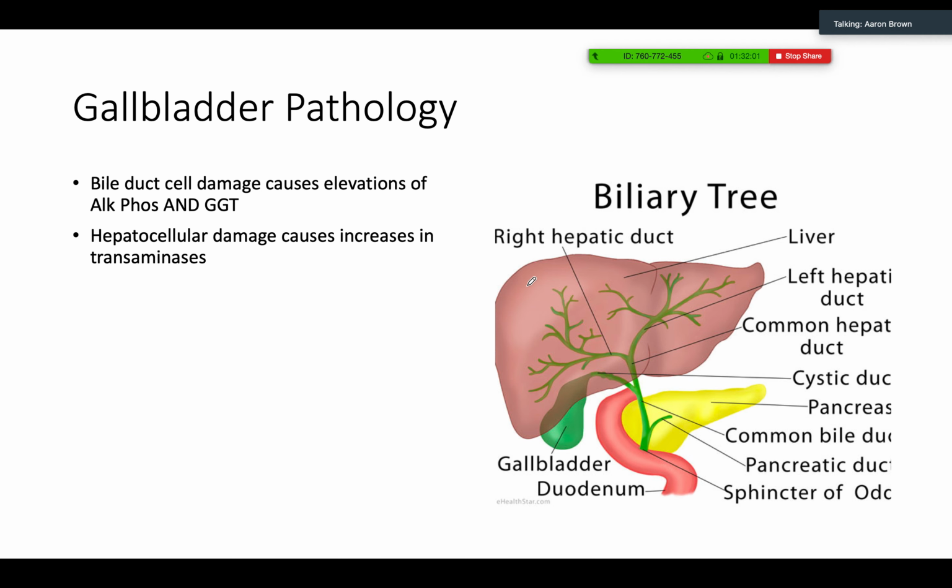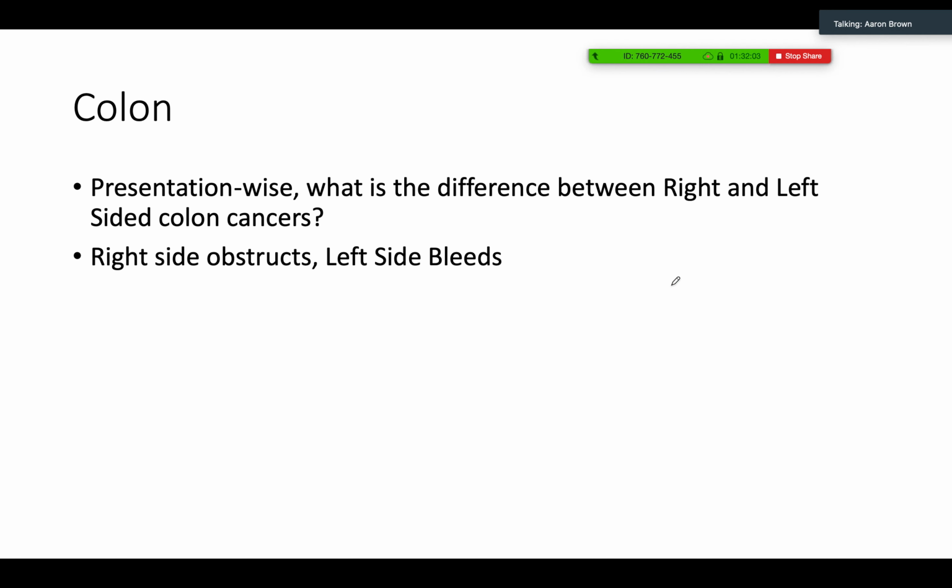Excellent. Great. So, moving away from the colon, any last minute questions on the colon before we go back into our hepatobiliary system?